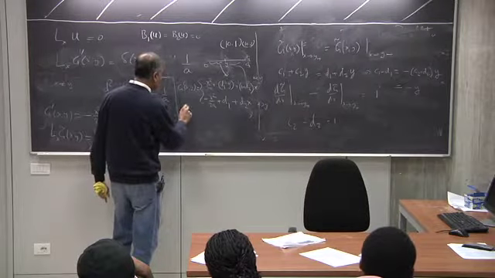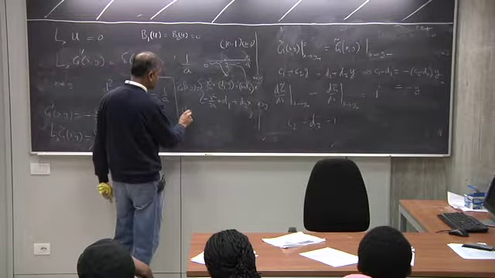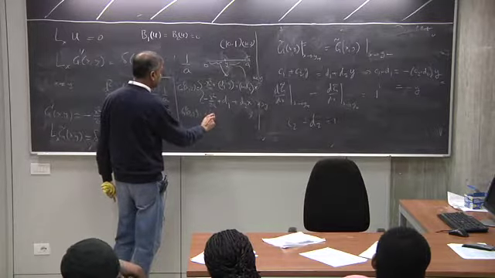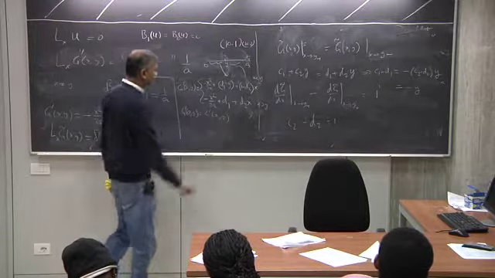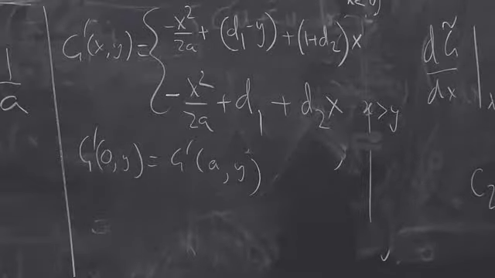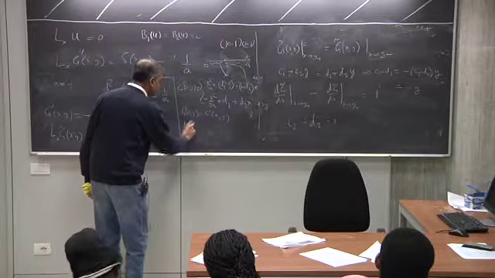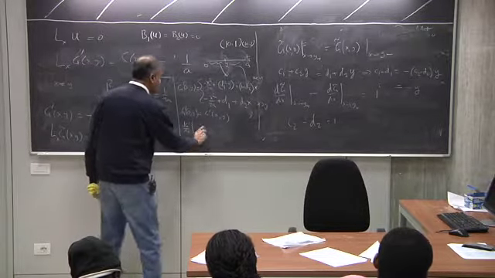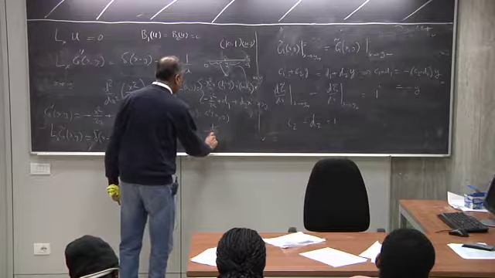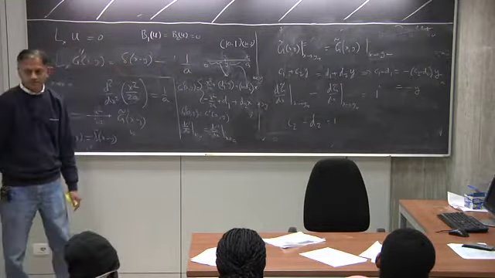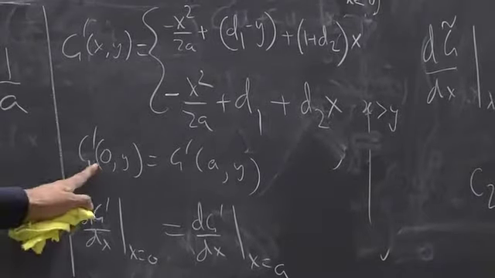So the first boundary condition was G prime at 0 y should be equal to G prime at a y. Correct? That was the periodicity. And the second equation was the derivative dg prime over dx at x equal to 0 should be equal to dg prime over dx at x equal to a. These were the two conditions, right? So let's look at the first one.